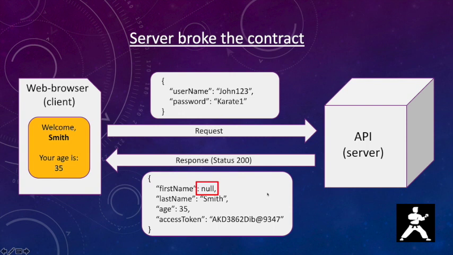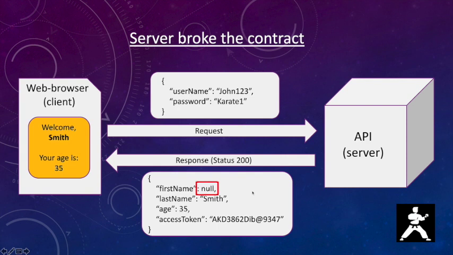So this is example number one. Let's say we made the request and the server provided the response, and the first name is null. In this case, our browser will not be able to display the first name. It will be just "Welcome Smith, your age is 35," because the first name is null.